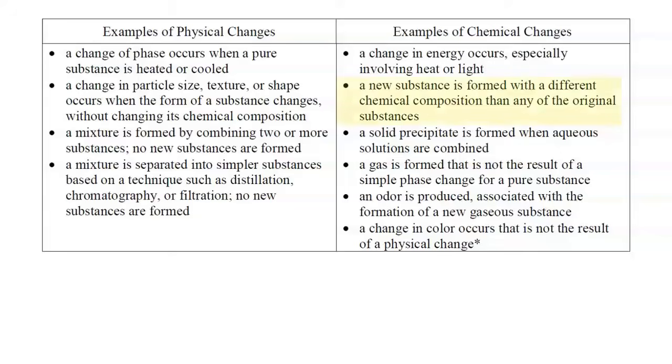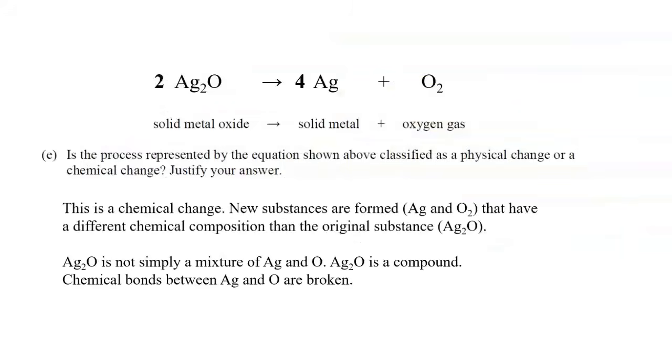So we are clearly forming a new substance with a different chemical composition in this process. So this is a chemical change. We start with silver oxide and new substances are formed. Silver and oxygen have a different chemical composition than the original substance. Silver oxide is not simply a mixture of silver and oxygen. Silver oxide is a compound. Chemical bonds between silver and oxygen are broken in this process. This is definitely a chemical change.